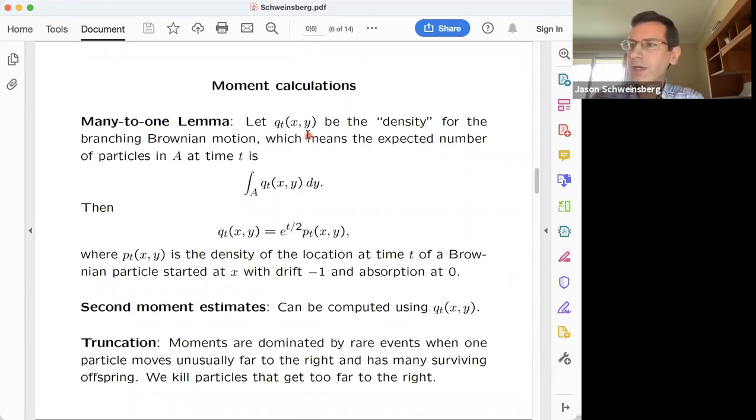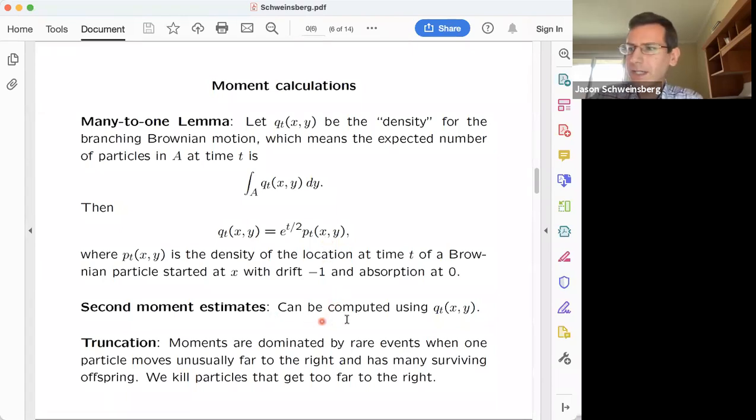So we'll let qt of xy be the density for this process, which means that the expected number of particles in some set A at time t is given by integrating qt of xy over the set A. And because particles are branching at rate 1/2, we can write qt of xy as e to the power t over 2 times pt of xy, where pt of xy is the density for the position at time t of a single Brownian particle started at x with a drift of -1 and absorption at 0. So we can calculate expectations involving branching Brownian motion just from knowing the density of a single Brownian particle.